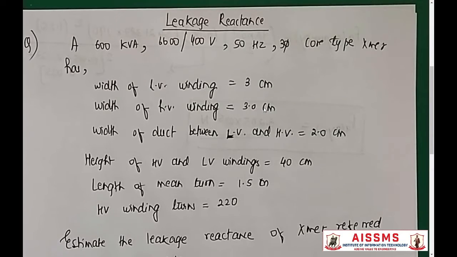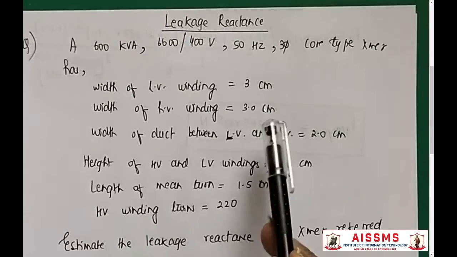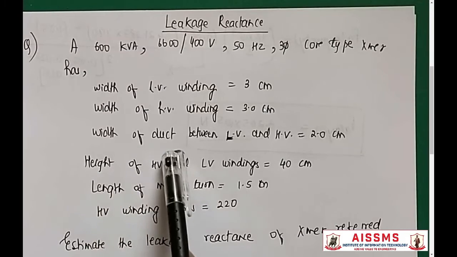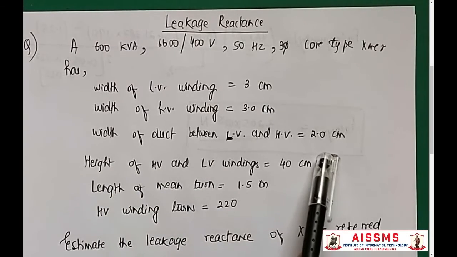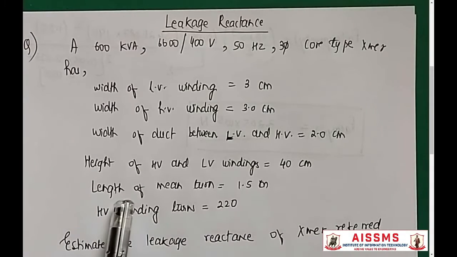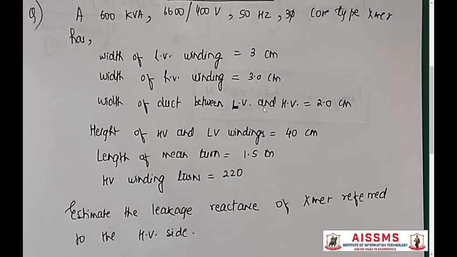A 600 kVA, 6600 by 400 volt, 50 Hz, 3-phase core type transformer has width of the LV winding 3 centimeters, width of HV winding 3 centimeters, width of the duct between LV and HV 2 centimeters, height of HV and LV windings 40 centimeters, length of mean turn 1.5 meters, number of HV winding turns 220. Estimate the leakage reactance of transformer referred to the HV side.